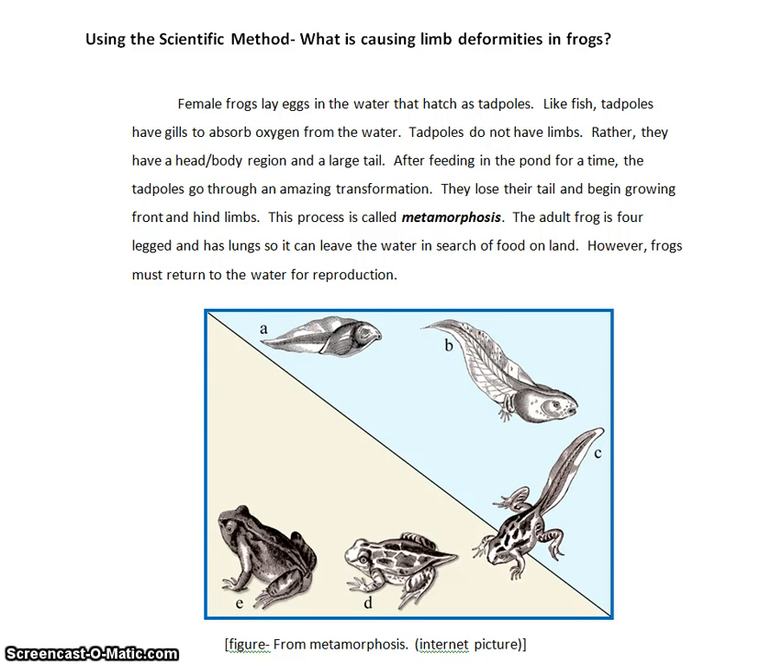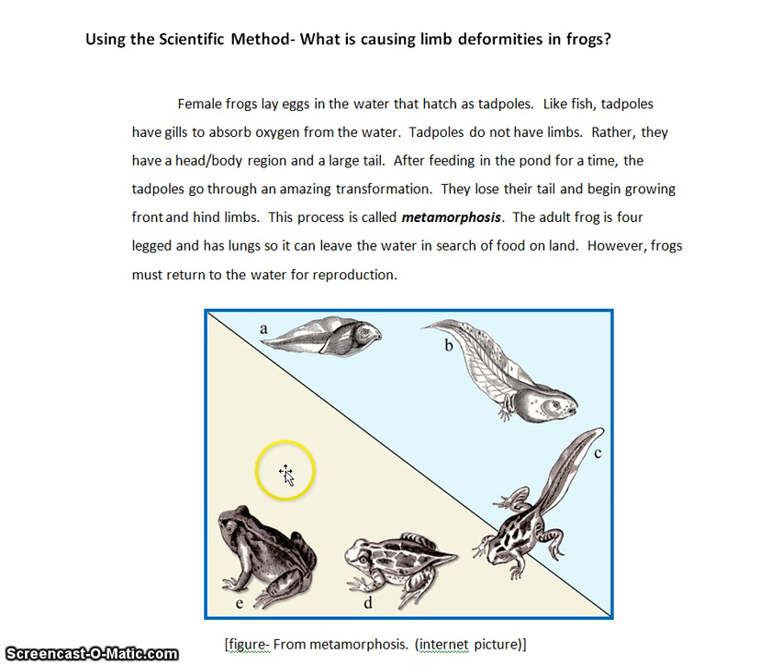Okay, so in this lesson, I want to walk you through the case of the deformed frogs. And so here we see a picture of the life cycle of frogs. They start off as tadpoles, and then something amazing happens. They begin to grow rear legs and front legs. They lose their big tail, and they become quadrupeds. So the adult frog can hop up on land and so on, but they have to go back to the water for reproduction.